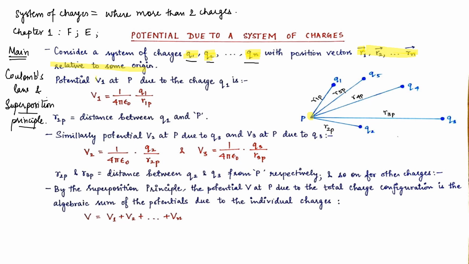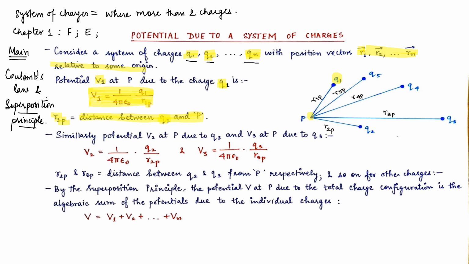Now the potential V1 at P due to charge q1 is given as V1 equals 1 by 4 pi epsilon naught into Q1 upon R1P. Q1 is the charge and R1P is the distance between that particular charge and the point P.